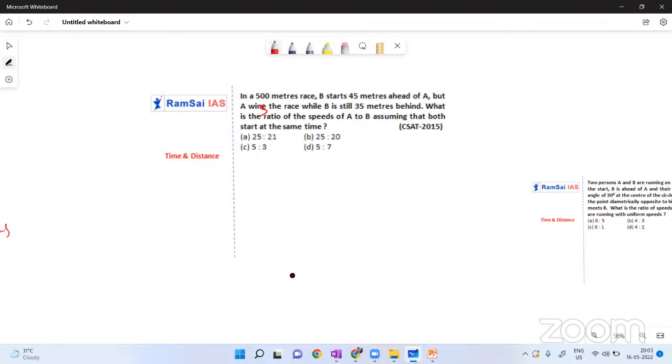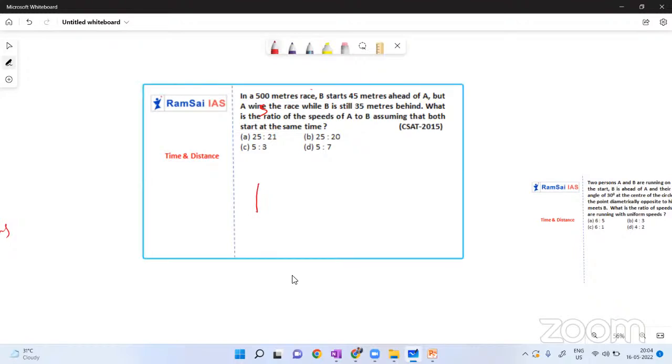In a 500 meters race, B starts 45 meters ahead of A, but A wins the race while B is still 35 meters behind. What is the ratio of the speeds of A and B, assuming that both start at the same time? Is it a circular motion? I'm not sure. It may be circular or linear motion. Let me draw a diagram and just imagine it is a linear motion. It's a 500 meters race.